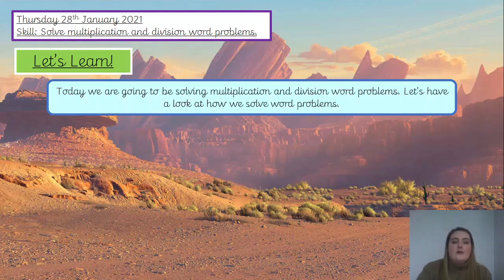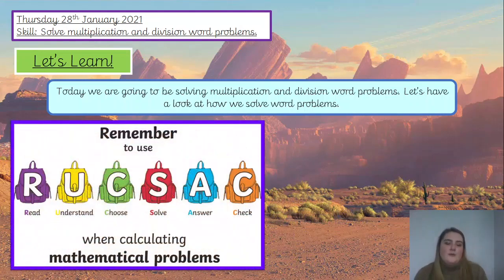Okay, so let's have a look, let's recap how we solve word problems. So one of the ways we remember the process of solving a word problem is to use this saying. So we've got rucksack there, and the R stands for read, so it's super important we read the question first of all. The U stands for understand, so we must understand what the question is asking us to do. And then C stands for choose. Now we need to choose the method.